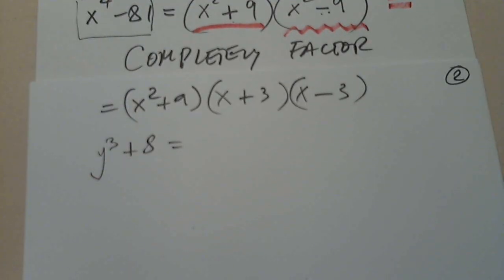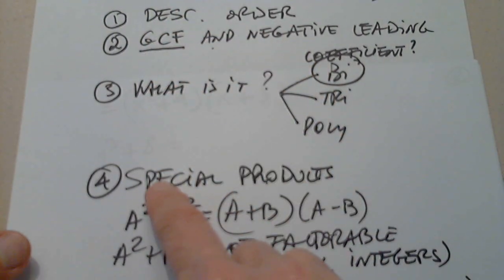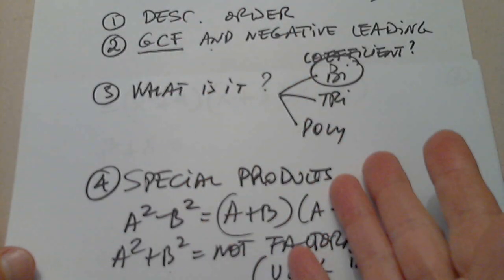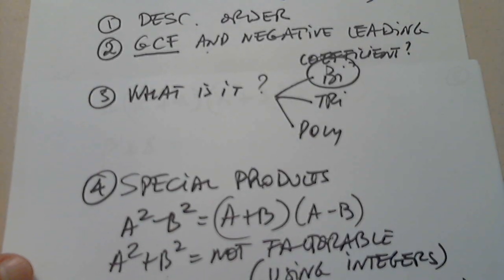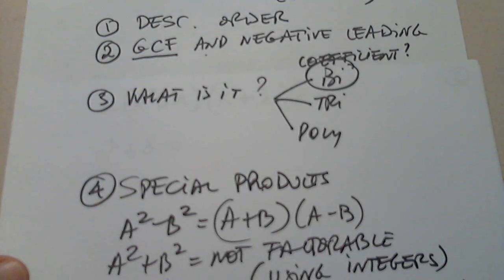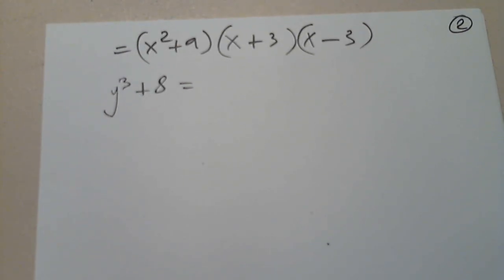I go through the strategy. You make your life way more difficult if you do not go through these steps quickly. It only takes 5 seconds. It will help you throughout the entire process or strategy of factoring. Please always, never ever skip these steps. Descending order, yes. Greatest common factor, no. Negative leading coefficient, no. What is it? It's a binomial. It took 6 seconds maybe.